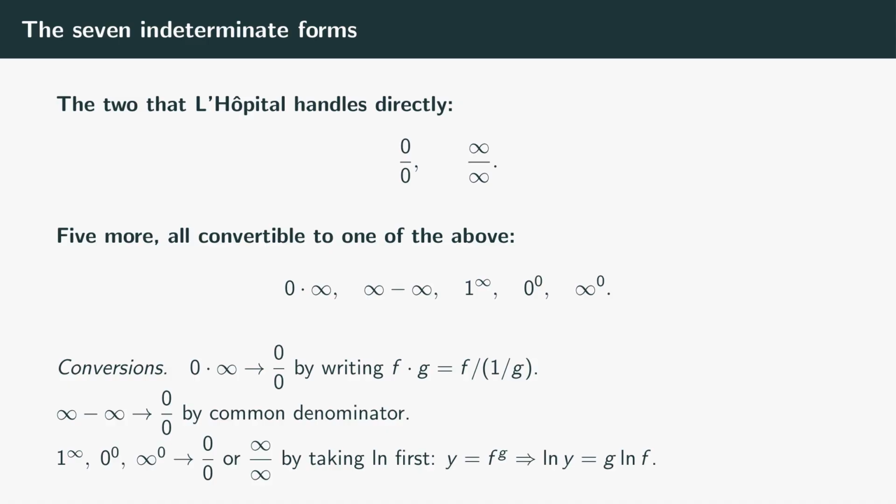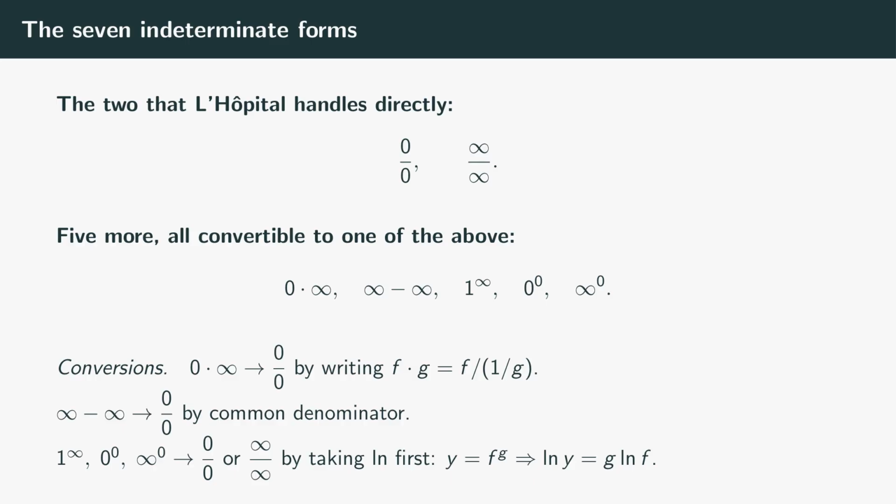L'Hôpital's rule handles 2 indeterminate forms directly, 0 over 0 and infinity over infinity. Those are the headline cases. But there are 5 more indeterminate forms that show up regularly, and every one of them can be converted to a 0 over 0 or infinity over infinity with a little algebra. First, 0 times infinity. If f goes to 0 and g goes to infinity, then f times g is indeterminate. Rewrite f times g as f over 1 over g. Now the top goes to 0 and the bottom goes to 0. It's a 0 over 0 form. Apply L'Hôpital.